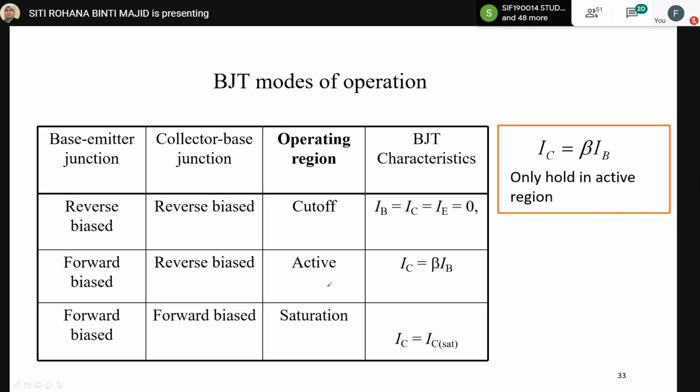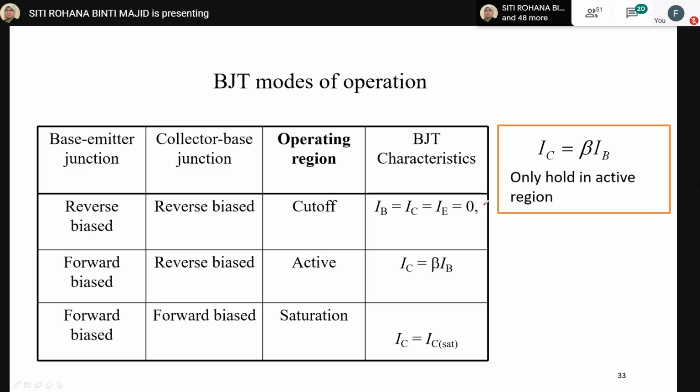And for saturation, we have IC equal to I saturation. And how do we get saturation? CBJ is forward and EBJ is also forward, so both are in forward condition. I just want to remind you that IC equals beta IB can only be used during the active region. And for the cutoff region, both junctions are reverse.